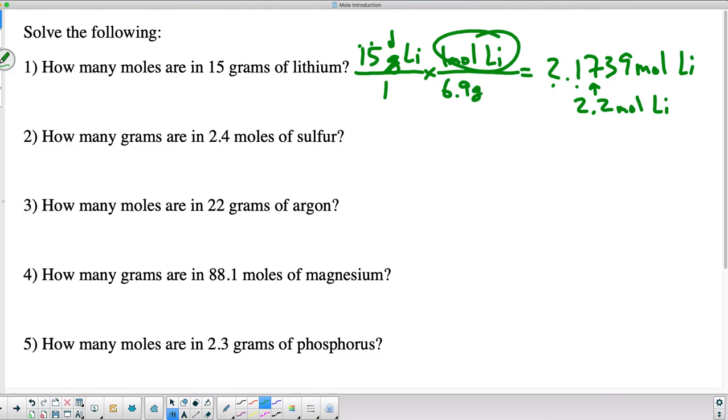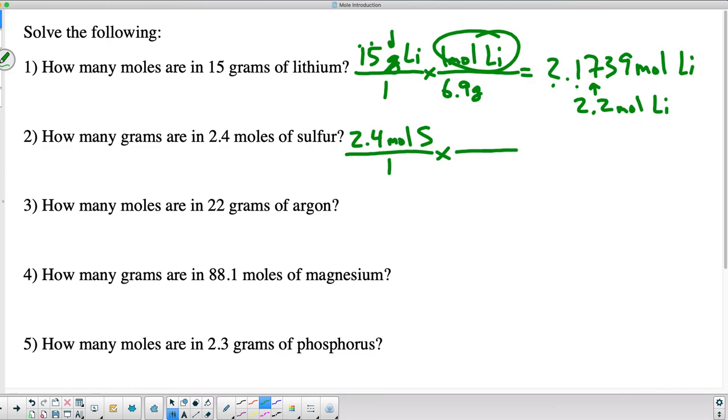So how many grams are 2.4 moles of sulfur? The first thing I do is put whatever number I have with the units on top, like that, over 1. Now I look on the periodic table. If you remember from the first part where we did sulfur, it is 32.1 grams per 1 mole.